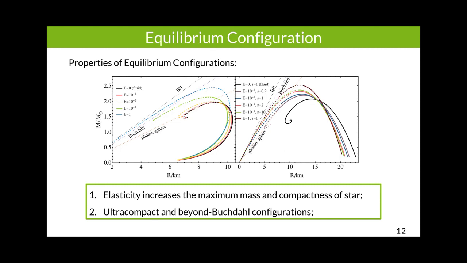Now, there's a dashed line here. There are solid lines, and part of the curve is a dashed line. This dashed line represents unphysical configurations. So that's what I'm going to enter now. I'm going to talk about the viability of the solutions and the physical conditions for them.